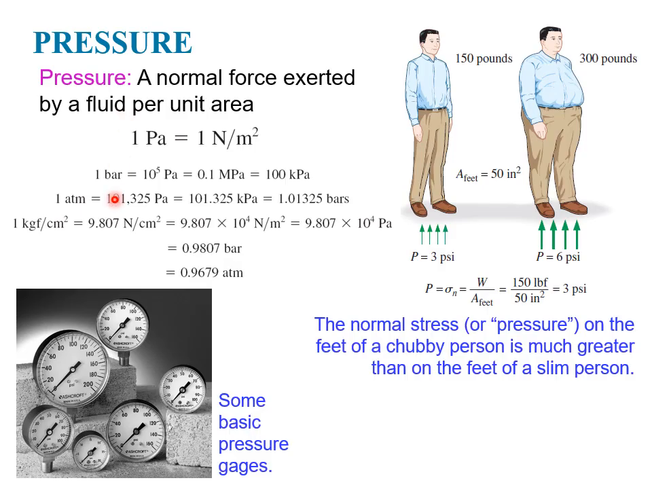So again, pressure is the normal force exerted by a fluid per unit area. The unit we try to use, if we can, is the Pascal, which is 1 Newton per square meter. But oftentimes you see a bar or atmosphere or other units being used. So here's a good example of the difference. Here you have a 150-pound man and you have a 300-pound man. They both have the same area, 50 square inches. So the 150-pound man would exert 150 divided by 50, or 3 psi, pounds per square inch, whereas the 300-pound man would exert twice that much because he weighs twice as much.